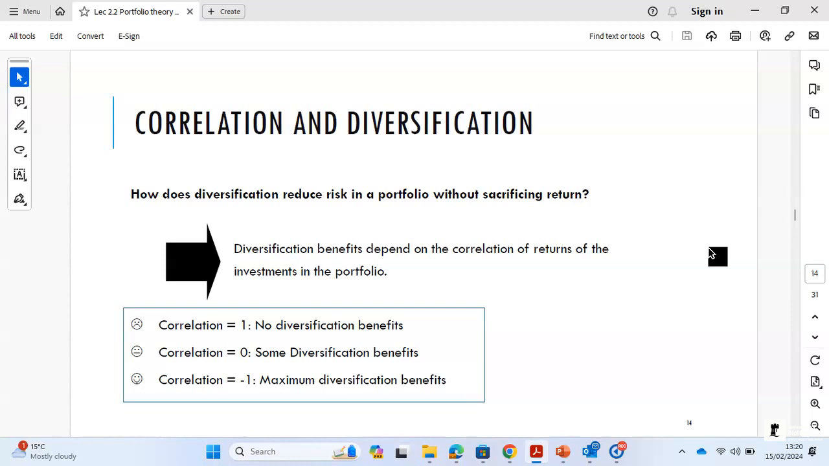Diversification benefits depend on the correlation of returns of the investments in that portfolio. So the benefit of diversification depends on the correlation between returns of assets in your portfolio. So what is correlation?